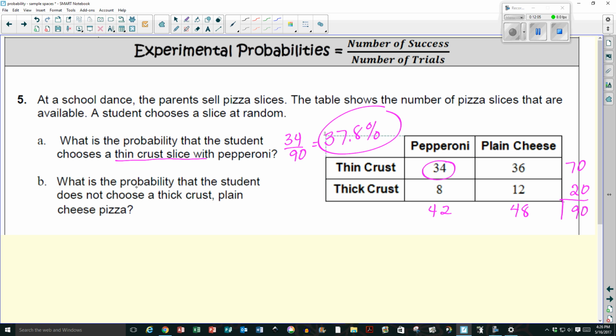Now, what about this one? What's the probability that a student does not choose thick crust plain? So does not. So he's not going to choose these 12. Well, there's 90 to choose from. He's not going to choose those 12. So that means he has 78 slices to choose from. So that means 78 out of 90, which is about 86.7%. All right.